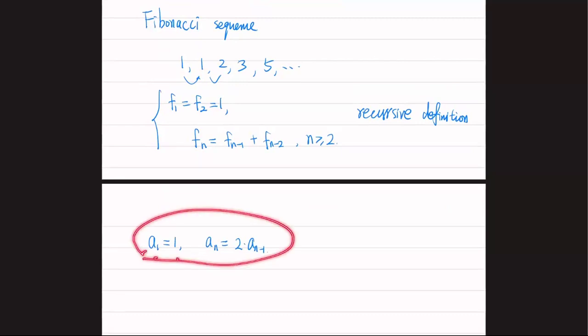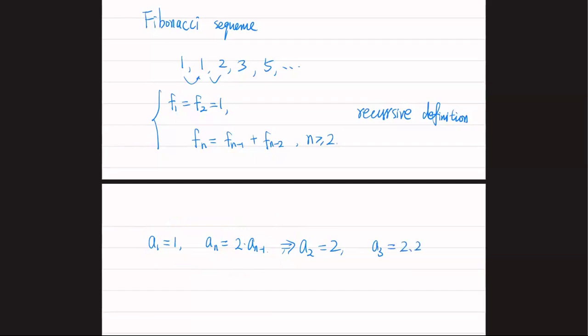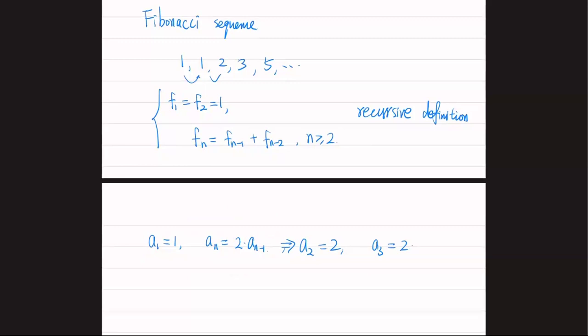We know A1 is 1, and AN will be twice the previous one. Okay, Zichen, what's A2? So what's A4? How do you get that? 2 times 2, nice. 2 times, not 2.